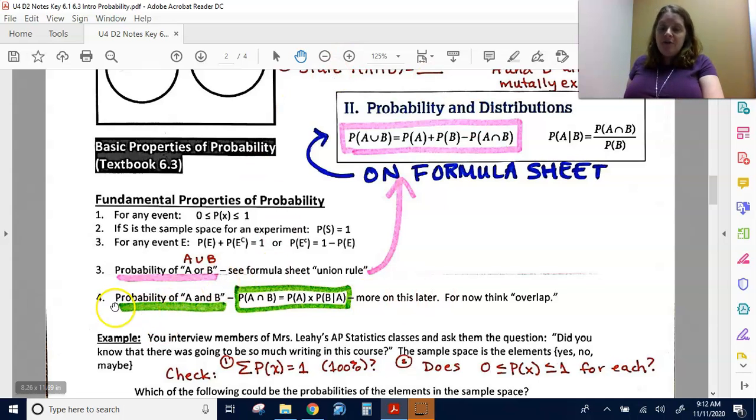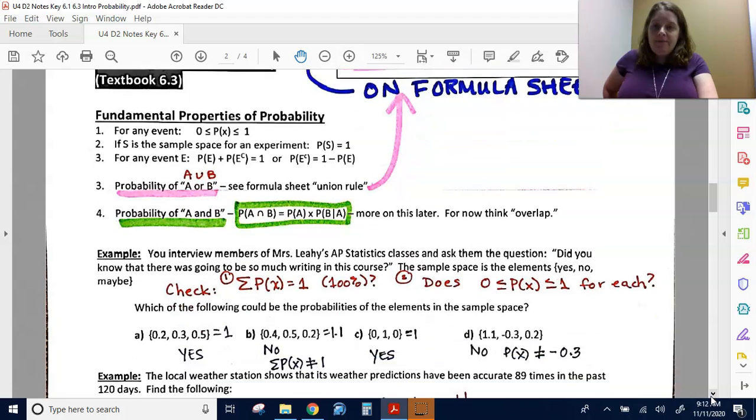Okay. The other thing that we need to know is the probability of A and B. Most of the time we're going to be looking at a table and we can just say that's the overlap. But there is another way to calculate an and, and we'll talk more about that later. So to put a pin in that for right now, we'll come back there.